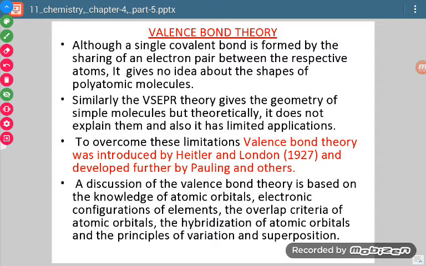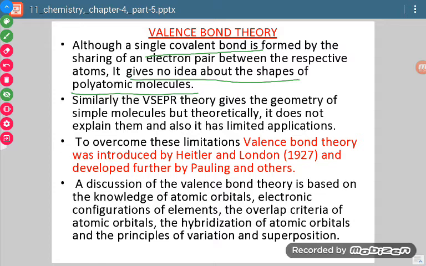First of all, how did we come across valence bond theory? Before valence bond theory, we studied covalent bond formation. A covalent bond is formed by sharing of an electron pair between the respective atoms. But even if we know how covalent bonds are formed, we cannot get any idea about the shape of polyatomic molecules.